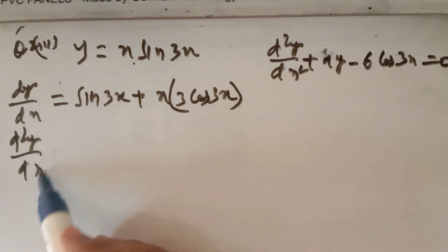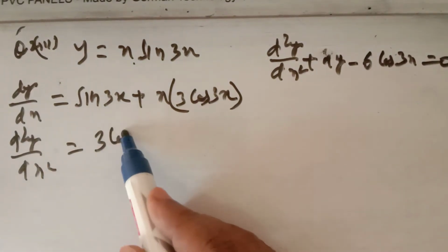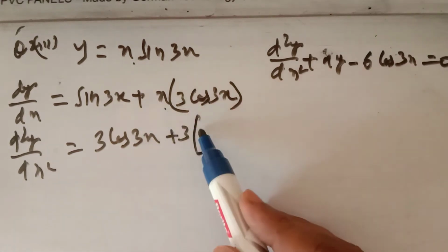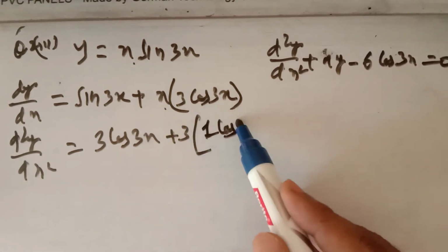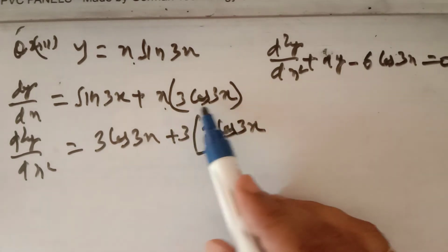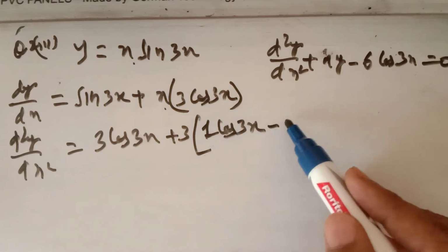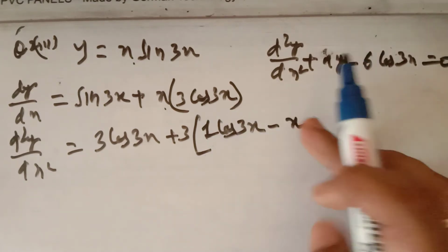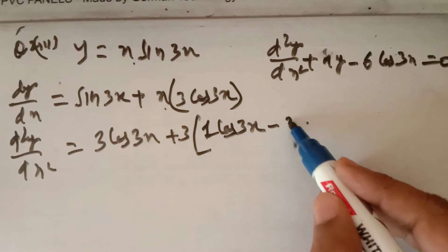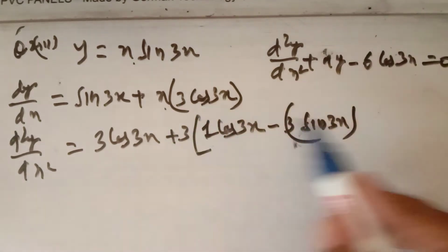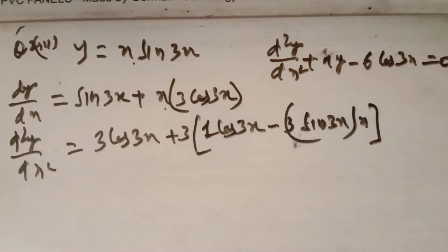You have to use the product rule here. It is 3 cos 3x, and if you use the product rule here, it will be the derivative of x, which is 1, times cos 3x, and the derivative of cos 3x will be minus 3 sin 3x. So it will be x times minus 3 sin 3x, and x is already there. So this is the second derivative of this differential equation.